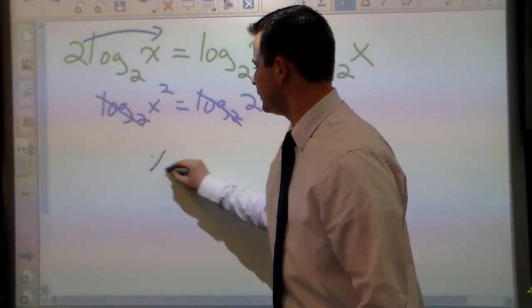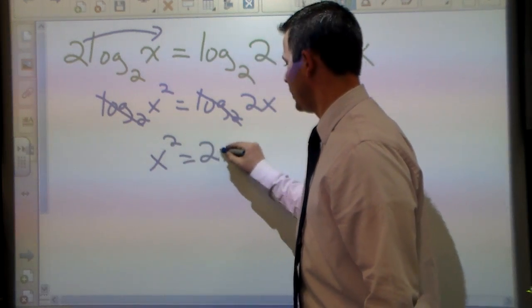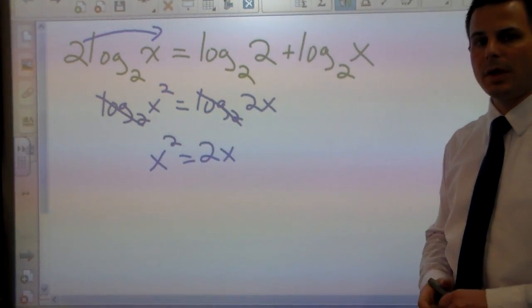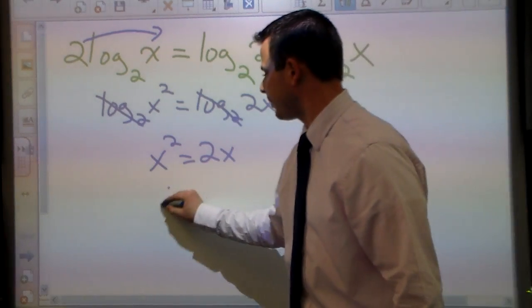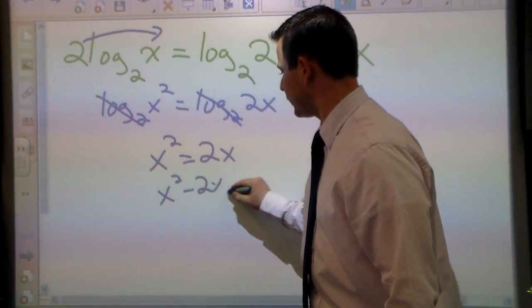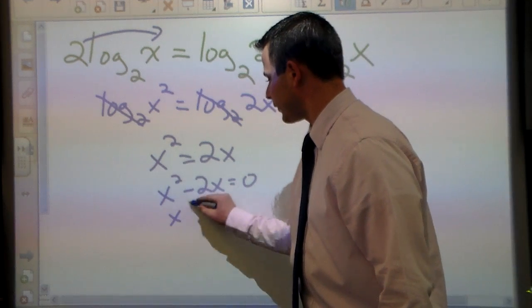So we have x squared equals 2x. This is a second degree equation. Let's get it into standard form: x squared minus 2x equals 0. Factor.